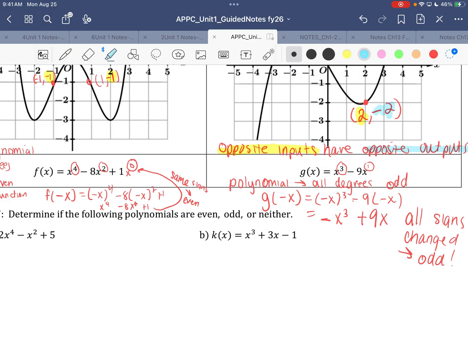We went from a positive x cubed to a negative x cubed. We went from a -9x to a +9x. So that means all the signs change. If only one of them changed and the other one didn't, it's neither.